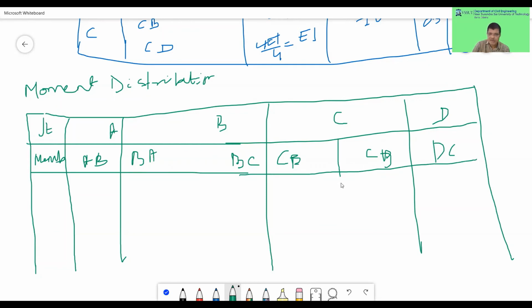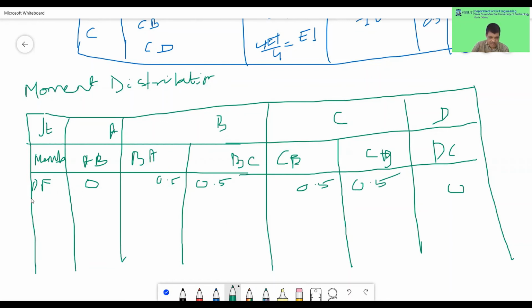Here will be another column, and here another. I will write the distribution factors. So this is 0 for AB. This is also 0 because they are fixed. Now all are 0.5. So it is very straightforward. 0.5, 0.5, 0.5, 0.5. So all are symmetrical. We'll find the symmetrical things will come here.